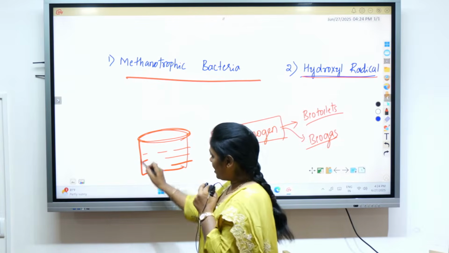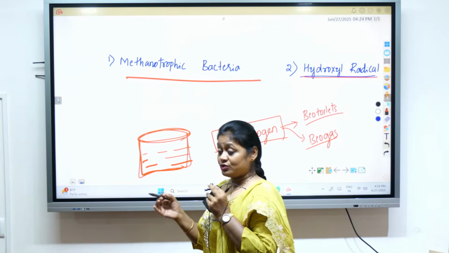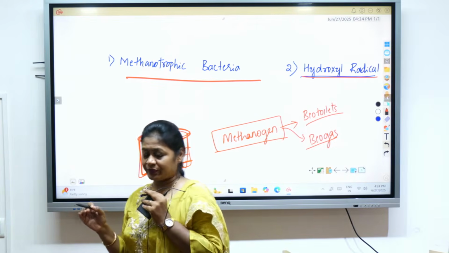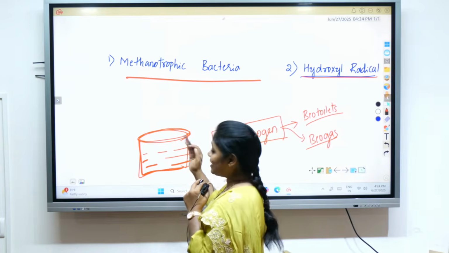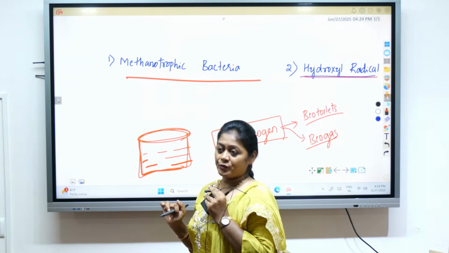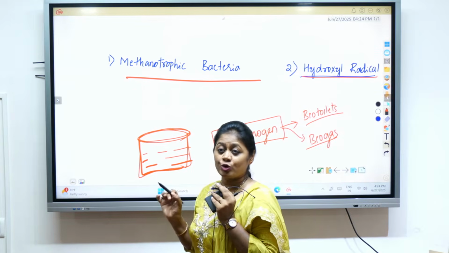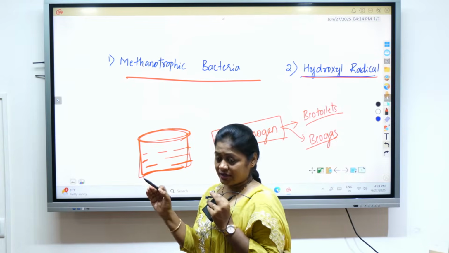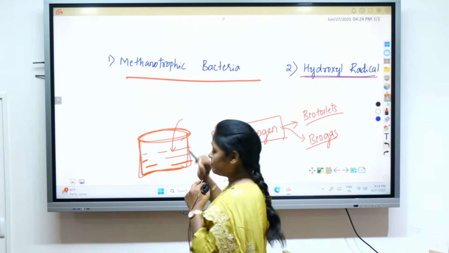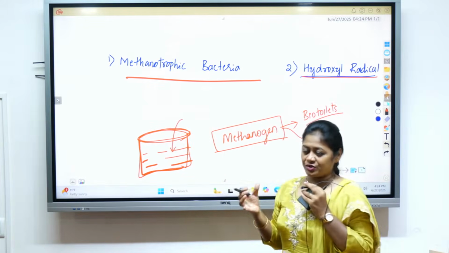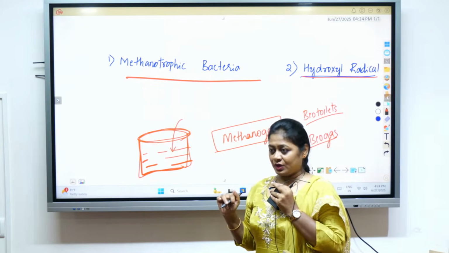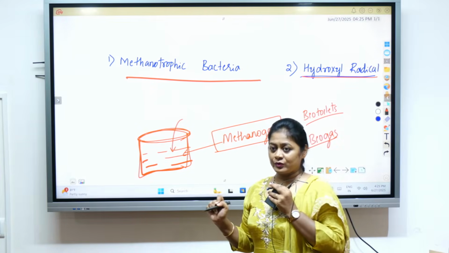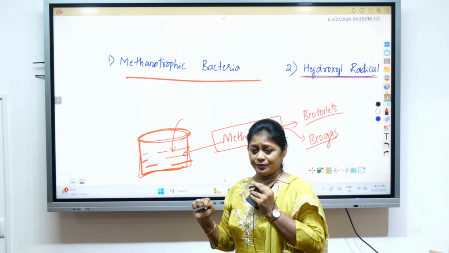So there will be a large container. This will be filled with cow dung slurry, and it is covered by a lid. Why so? Because it is an anaerobic reaction. In absence of oxygen, this decomposition will take place. Decomposition of this cow dung. Okay. So this methanogen bacteria will be present in this slurry.